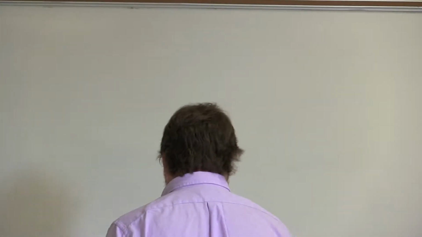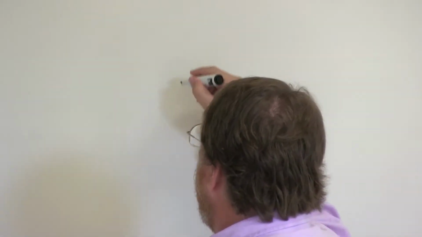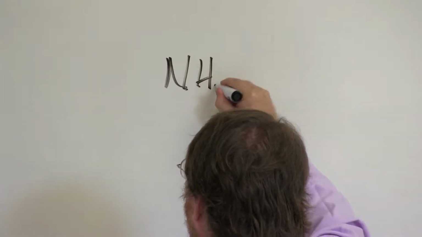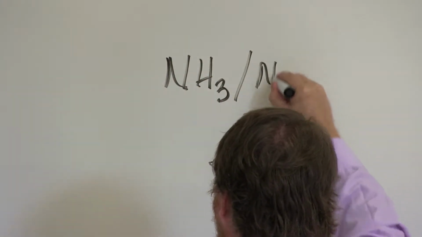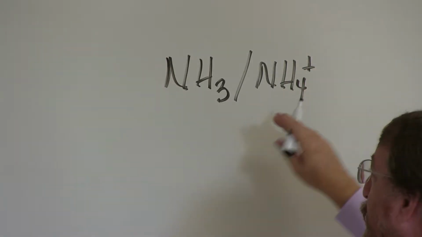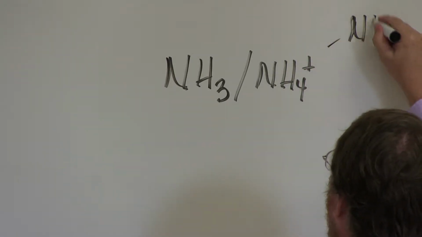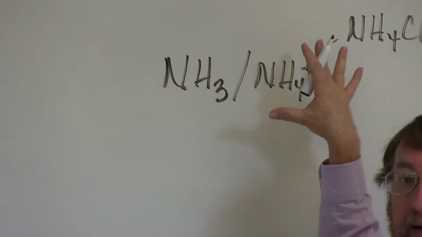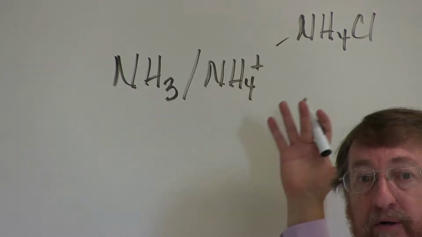So very little change. Now the key to a buffer is it's always made of a conjugate acid-base pair. If you remember, conjugate acid-base pairs are any two chemicals that differ by H+. Classic conjugate acid-base pair that we use for a buffer is ammonia and ammonium ion. Now obviously we can't put ammonium ions in solution, so this usually would come in the form of ammonium chloride. Ammonium chloride, being an ionic compound, when it hits water, is going to fully ionize.